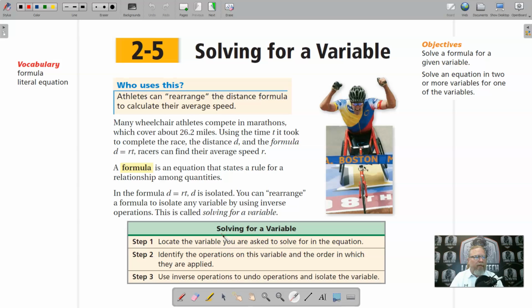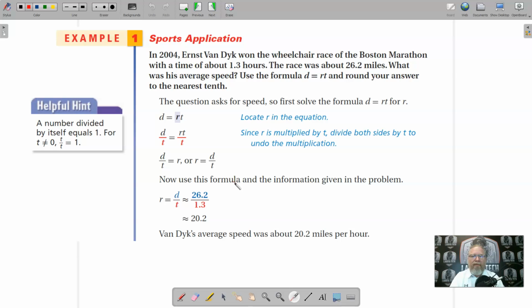So in our table here, we have solving for a variable. Step 1 is to first locate the variable you are asked to solve for in the equation. Step 2 is to identify the operations on this variable and the order in which they are applied. And then step 3 would be to use inverse operations to undo operations and isolate the variable. Let's go ahead and take a look at examples of that.